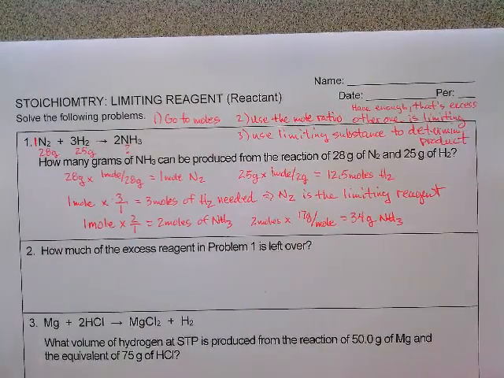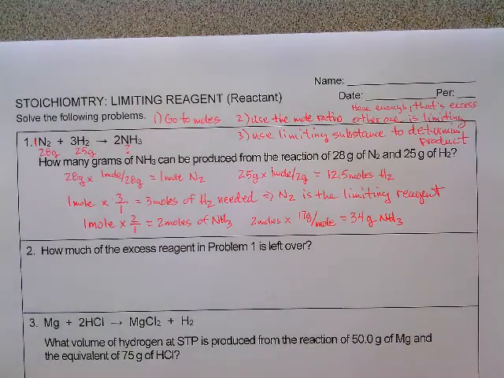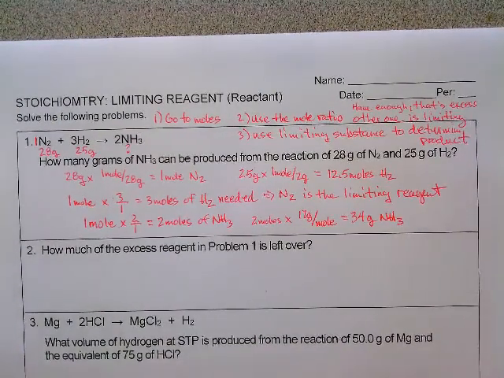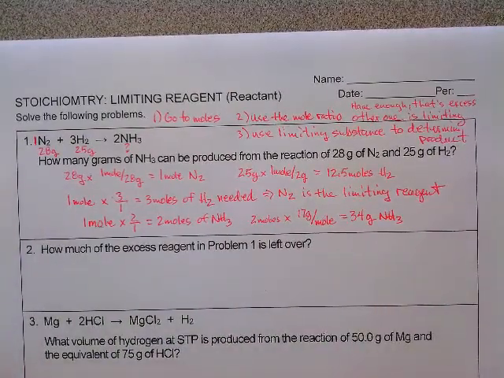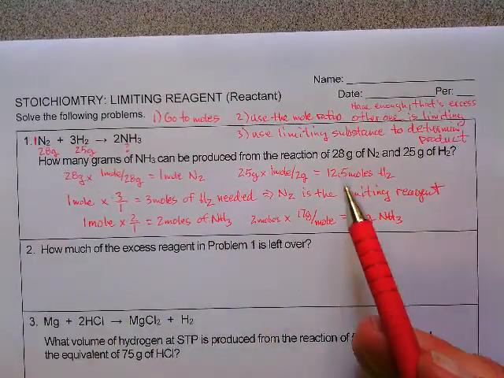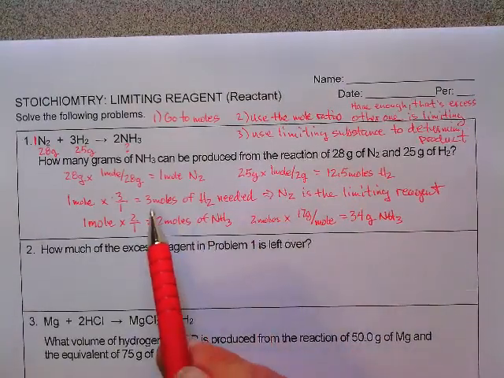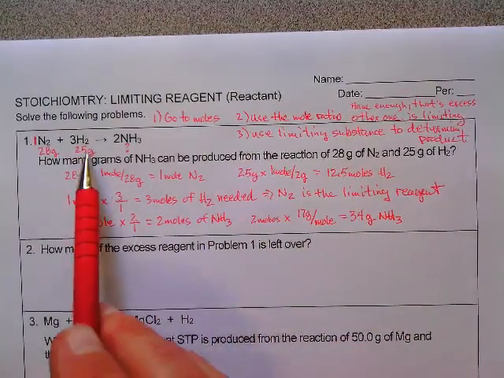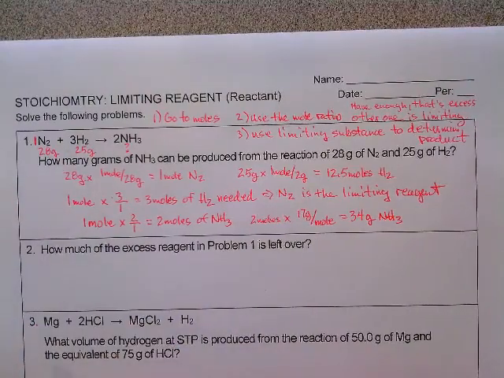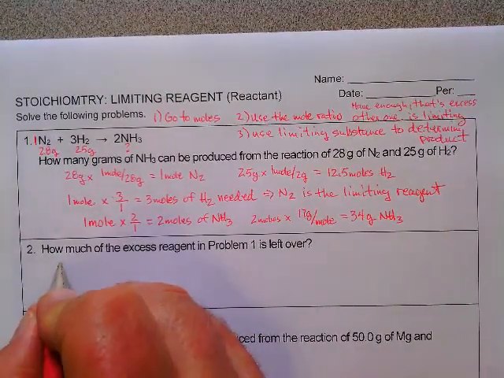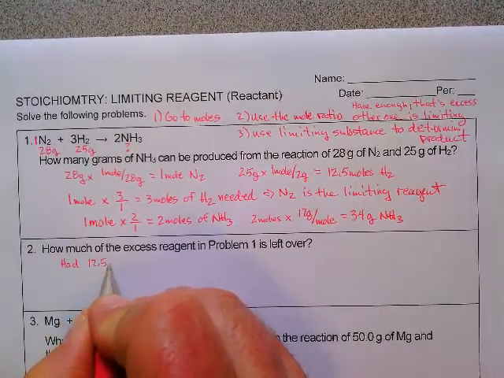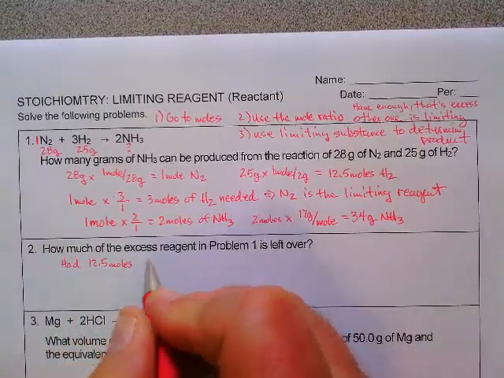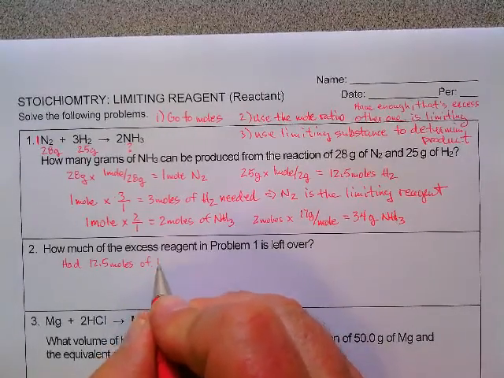Now, in question 2, it says, so how much of the excess reagent in problem 1 is left over? I used up all the nitrogen, but the hydrogen, I had 12.5. I only used 3 because it's 3:1. So for every 1 mole, I'm going to use 3. So we had 12.5 moles of H2.